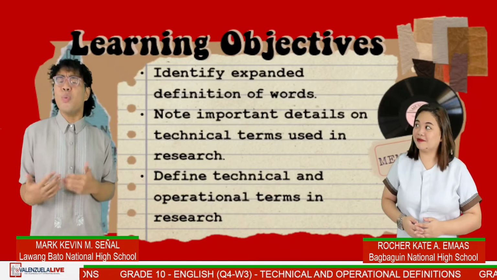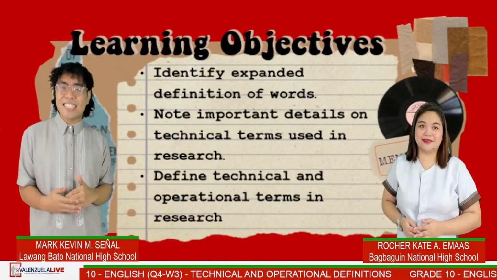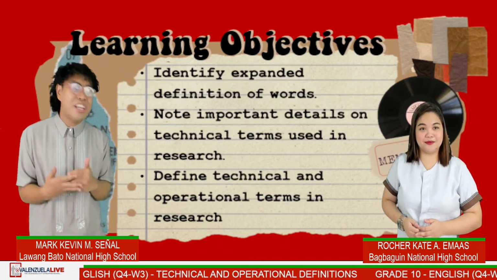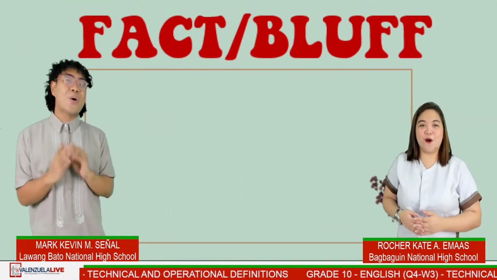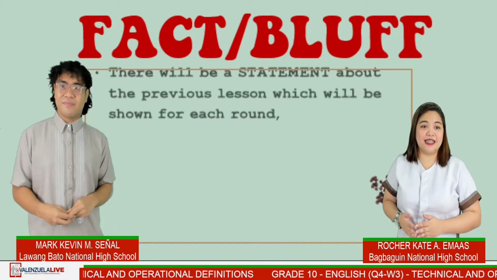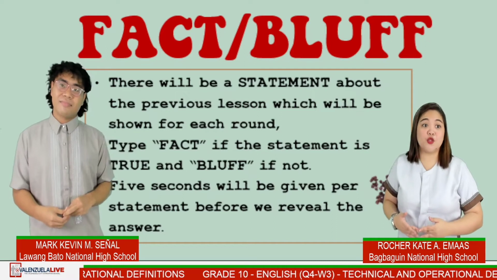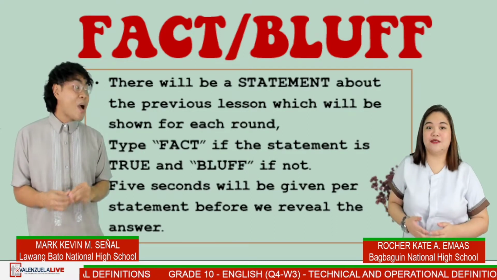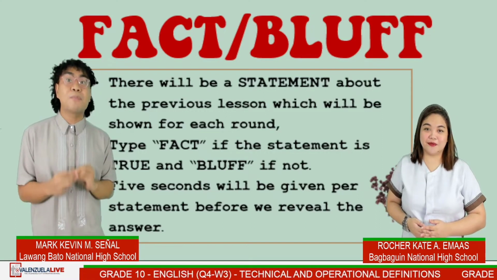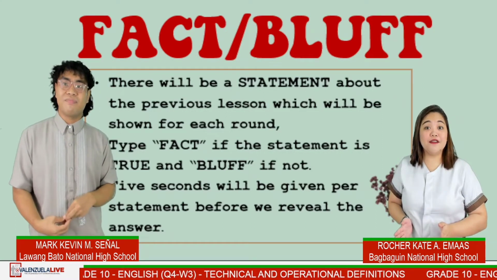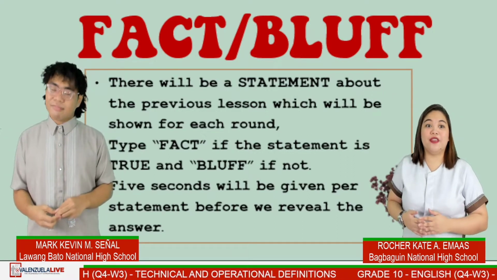Now, before we officially have our lesson for today, let us first test your understanding of the previous lesson with our activity called Fact or Bluff. For this activity, there will be a statement about the previous lesson which will be shown for each round. You have to type the word fact if the statement is true and the word bluff if not. 5 seconds will be given per statement before we reveal the answer.